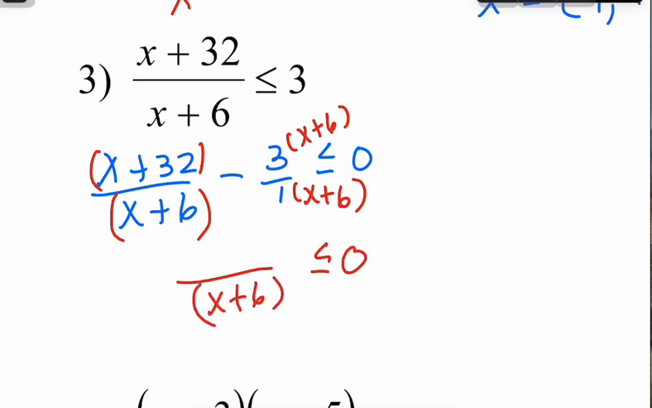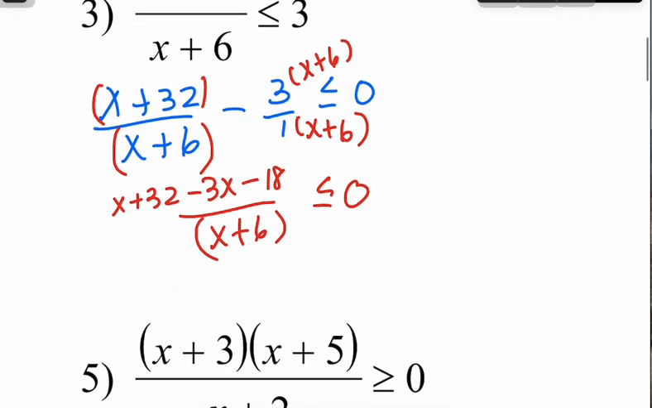But let's combine the tops, okay? So it's going to be x plus 32 minus 3x minus 18. That -3 is going to distribute to all the pieces of the x plus 6. And then we get negative 2x.